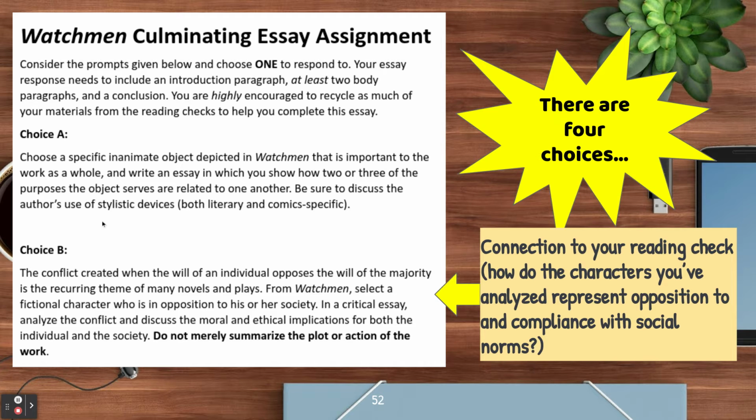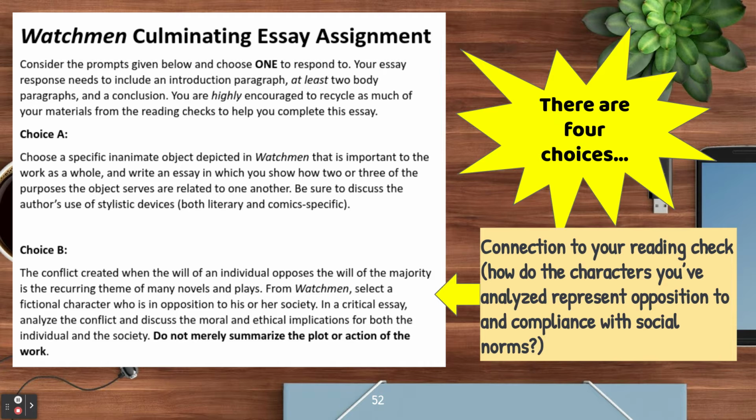Choice A doesn't necessarily sync up with any of the reading check assignments, but it might be something that you may find interesting or just may strike you as worth writing about. Choose a specific inanimate object depicted in Watchmen that's important to the work as a whole, and write an essay in which you show how 2 or 3 of the purposes the object serves are related to one another. Be sure to discuss the author's use of stylistic devices, both literary and comic specific.